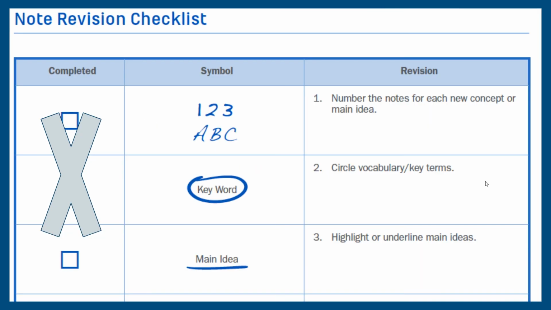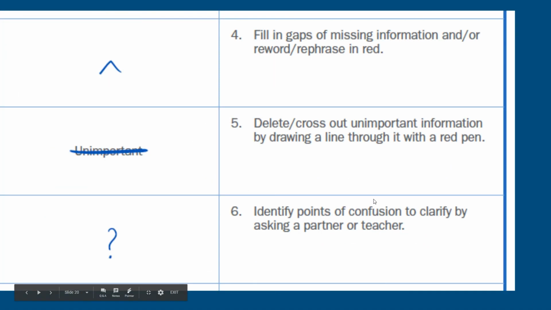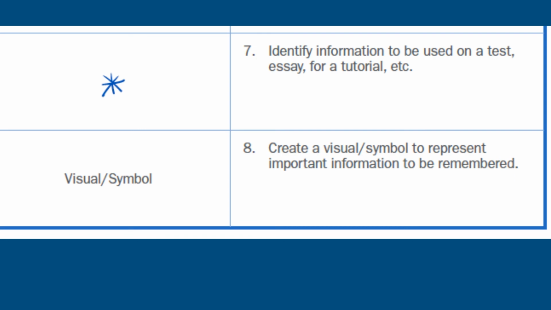So here are the first 3 revision things that we're going to be looking at with symbols. And notice that when they do the main idea and they underline it, they actually write main idea and underline it. If you want to use a highlighter, you're welcome to do so. I would then highlight this in my table. And then you have these 3. And then you have these 2.